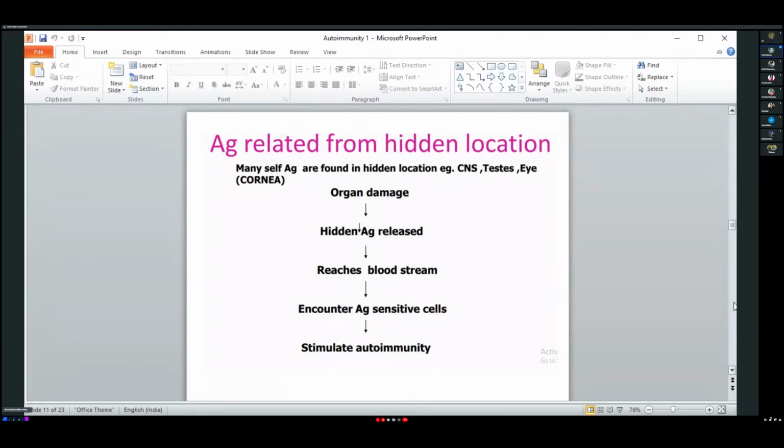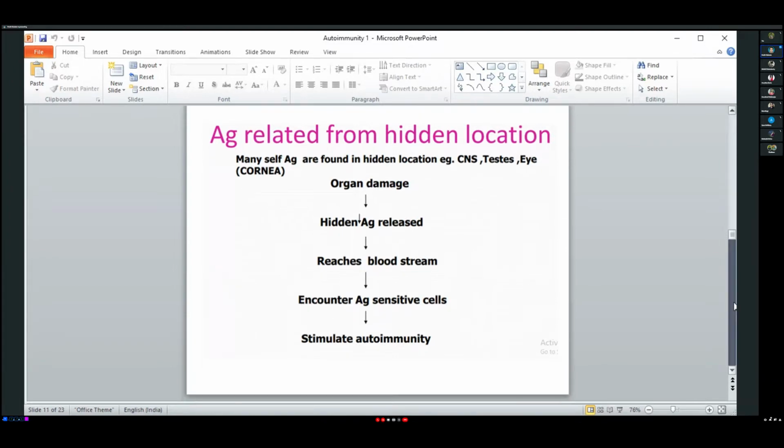Due to organ damage, due to a wound, it may happen that these hidden antigens are released, and they reach the bloodstream, then encounter the antigen sensitive cells and cause autoimmunity. So you can understand, apart from self non-self, this sequestering of the antigens and the breakdown or damage to the system, when the antigens become exposed to the blood circulatory system, it may also give rise to autoimmune disorder.